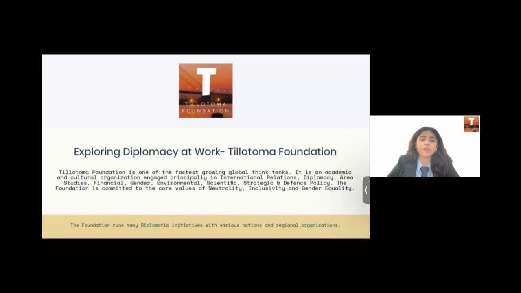So, women empowerment. And the foundation conducts in-depth research and analysis on various issues such as climate change, diplomatic conflicts or diplomatic topics related to different nations, talking about their relations and economic policies, human rights. We also talk about different innovative solutions for global challenges.